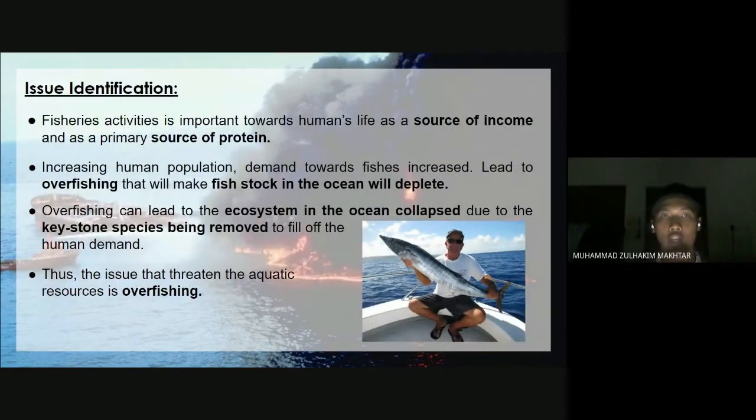Okay, for the issue identification, fisheries activity is important towards humans' life as a source of income and as a primary source of protein. With the increasing of human population, the demands towards fishes increase. This will lead to overfishing that will make fish stock in the ocean deplete. This overfishing can lead to the ecosystem in the ocean collapse due to the keystone species being removed to fill the human demand. Thus, the issue that threatens the aquatic resources is overfishing.